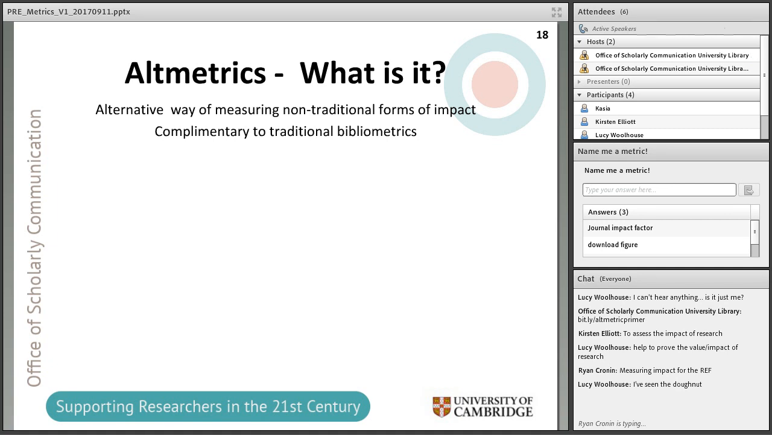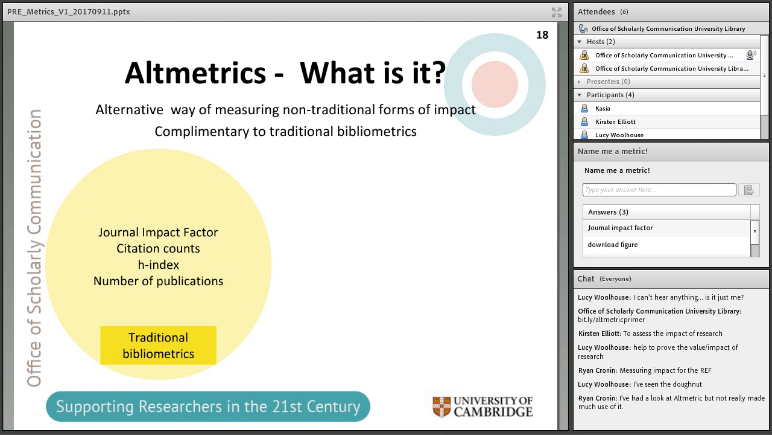Oh, we've seen the donut, excellent. Everyone loves the donut. The donut is an altmetric.com thing, so I'll be talking about that in a bit. Okay, and so people have had a look at it but not really made much use of it. So hopefully this section will explain a bit more about altmetrics and then how you might make use of the tools that are available to us here at the university.